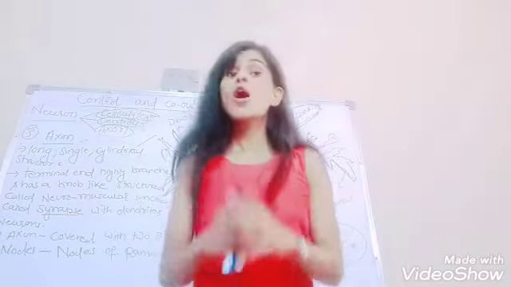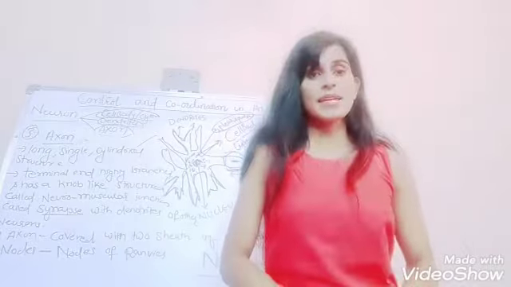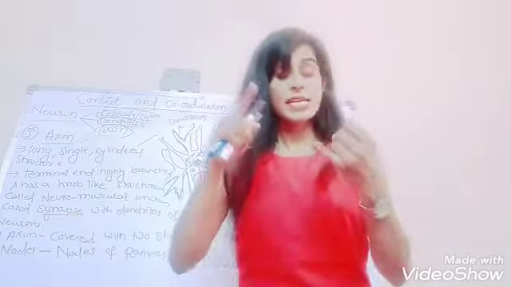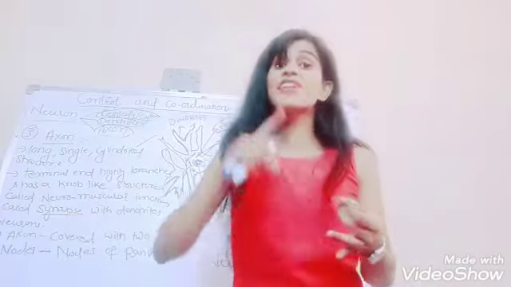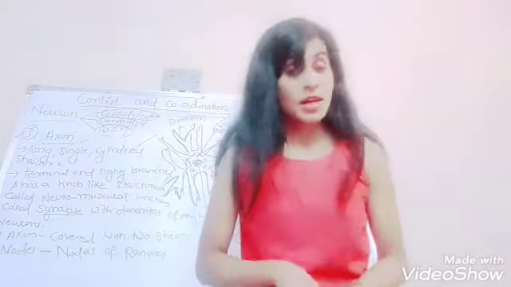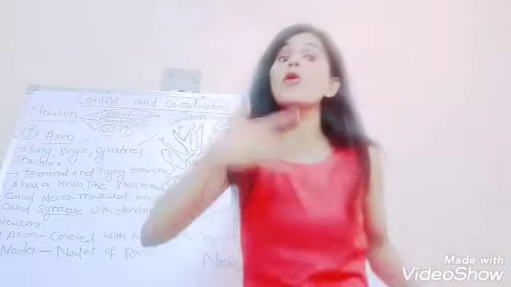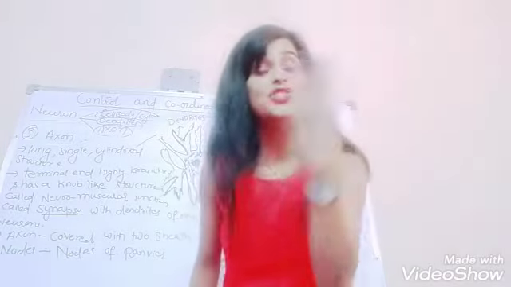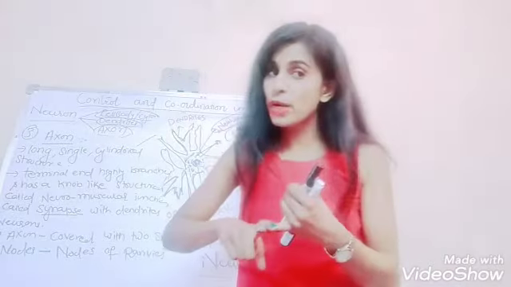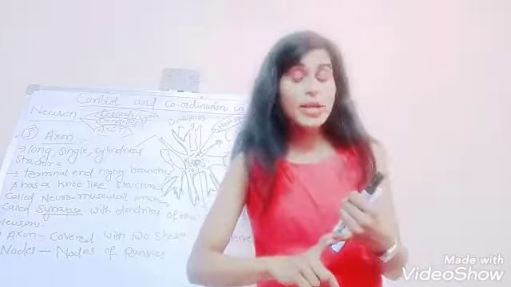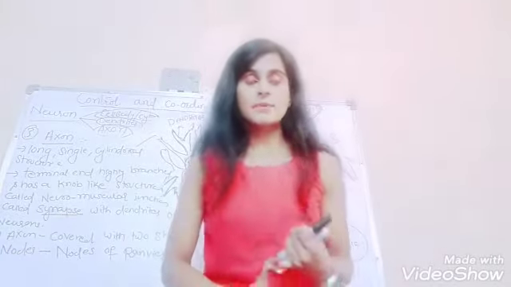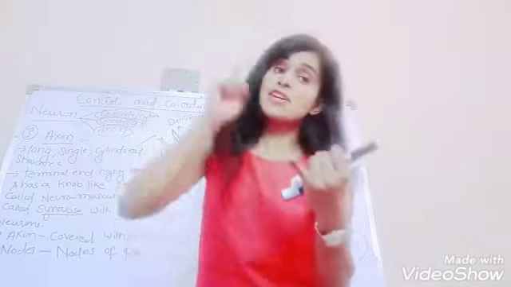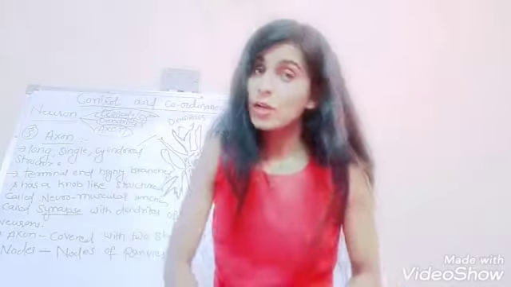Now let's see how many types of neurons there are. Exactly, there are three main types of neurons: sensory neurons, motor neurons, and relay or association neurons. Yes, the first one is your sensory neurons, which is also called receptor, effector, or detector. Let me write it on the board.